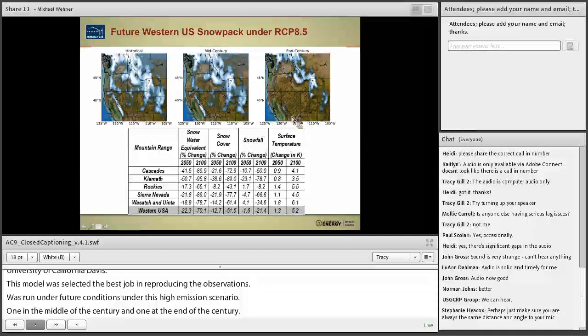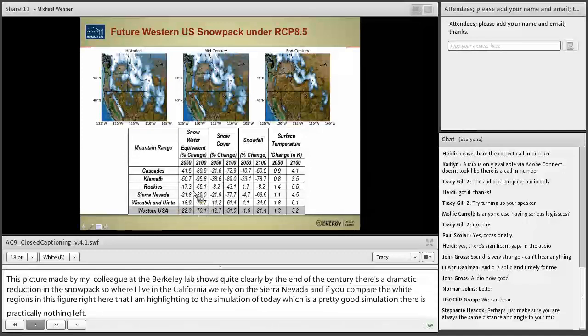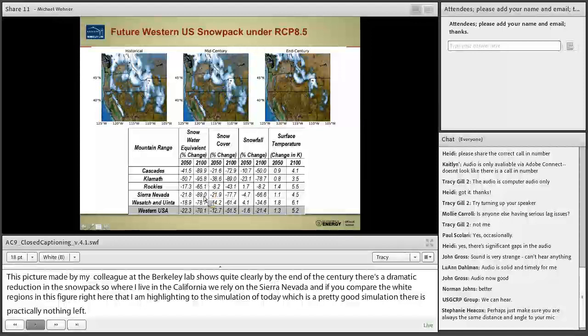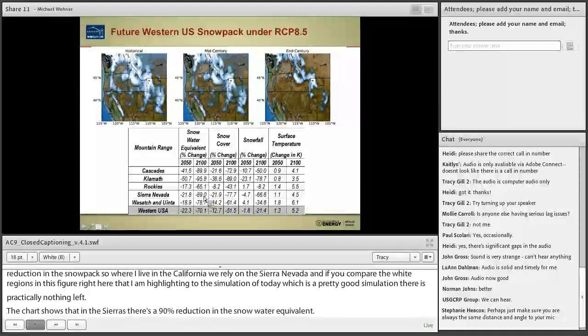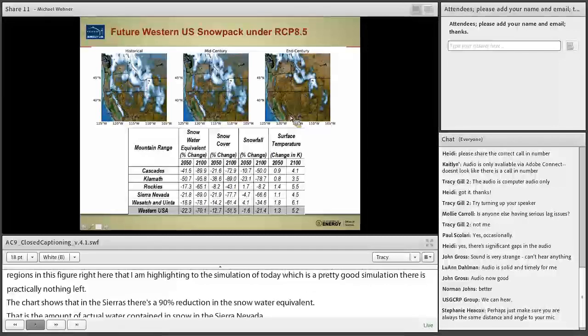So where I live in California, we're relying on the Sierra Nevada. And if you compare the white regions in this figure right here that I'm highlighting to the simulation of today, which is a pretty good simulation, there's practically nothing left. And in fact, the chart shows that in the Sierras, there's a 90% reduction in the snow water equivalent. That's the amount of actual water contained in snow in the Sierra Nevada. Essentially, all of the Sierra California snowpack disappears under this 3.5 degree warmer world.